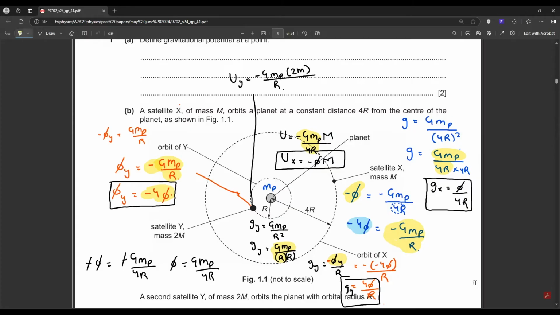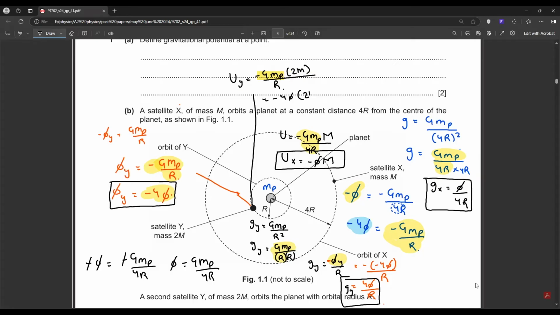So if you realize, negative capital G mass of the planet divided by r is equal to what? Can you realize here? Negative capital G mass of the planet divided by r is equal to negative 4 phi. Simple. Put it here.